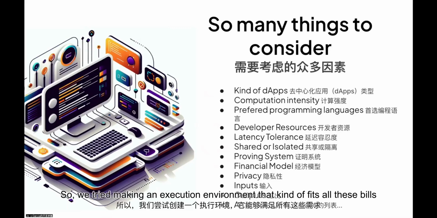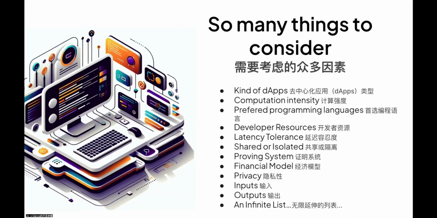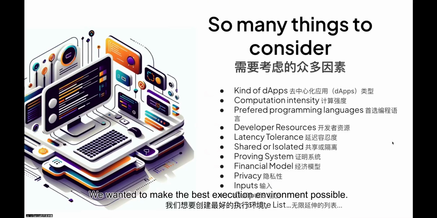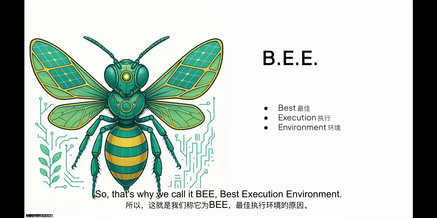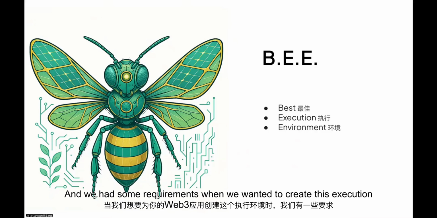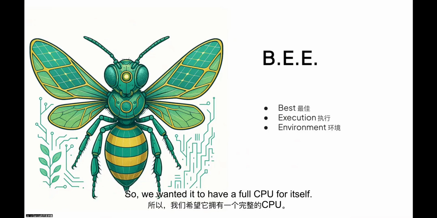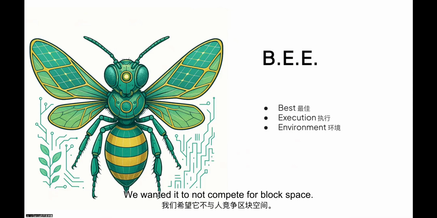So we tried making an execution environment that fits all these bills and is as flexible as possible, so you can use it to create your applications and your applications can run on it, right? We wanted to make the best execution environment possible. So that's why we call it BEE, best execution environment. And we had some requirements when we wanted to create this execution environment for your apps on Web3. So we wanted it to have a full CPU for itself. We wanted it to not compete for block space.